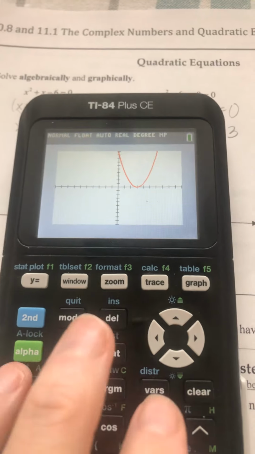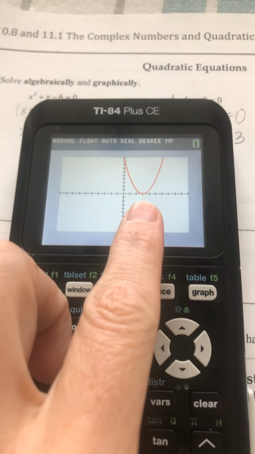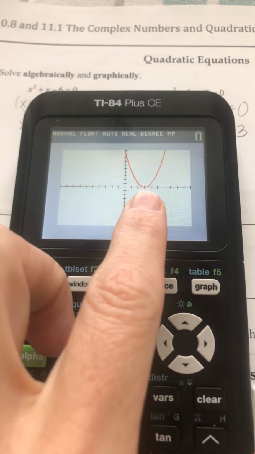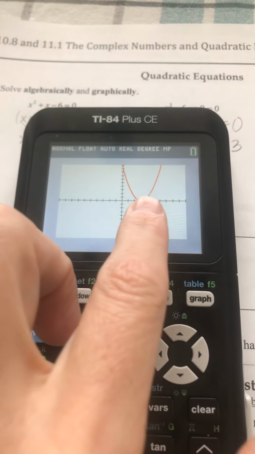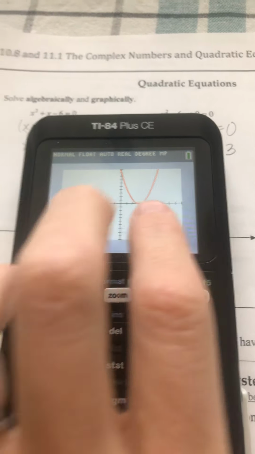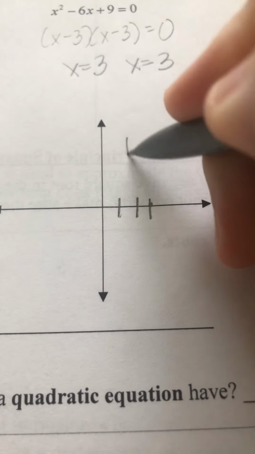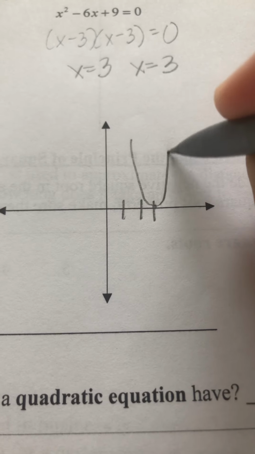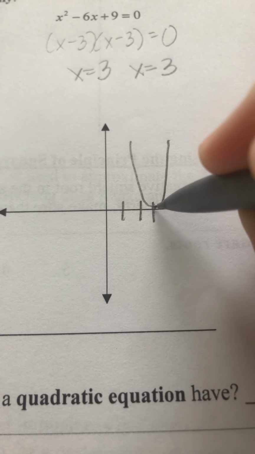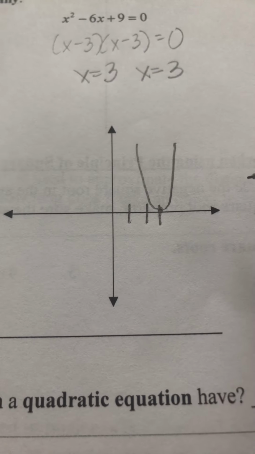If you look at the behavior, and I think we had a name for this, it was called a double root. It bounces off the x-axis at that place. So that's what happens when it's a solution twice. The behavior looks like this, okay?